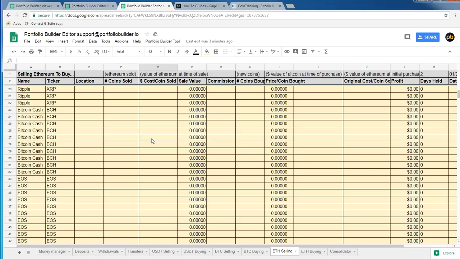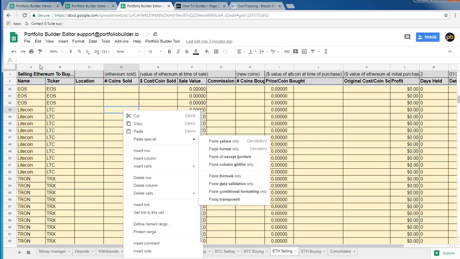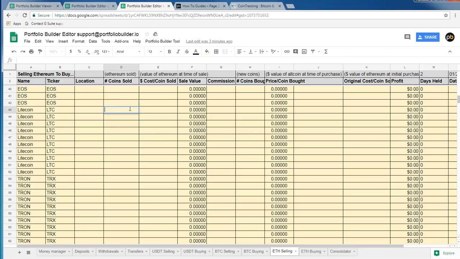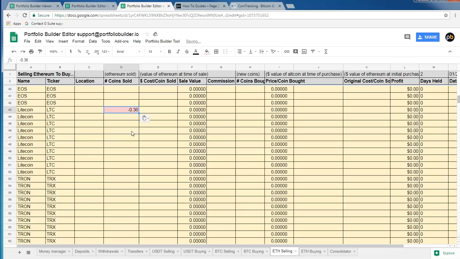So back to here, I am buying some Litecoin by selling Ethereum. So Ethereum sold. I'm going to go right click, paste. Well, the best way is paste it in here. If I just paste it straight up, it changes the color, which I don't like. And I also need to delete that negative anyhow. So I'm going to delete the negative, and I can sell that. The price was approximately $4.55.